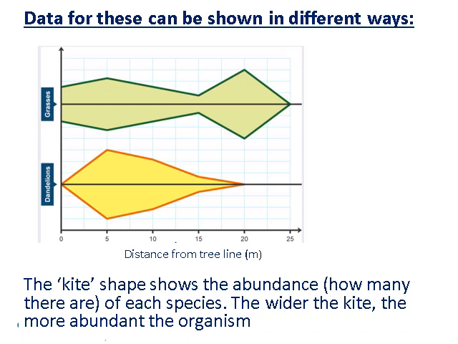So between 0 and 10 metres, you can see that there is a lot of dandelions because there is a lot of shaded area. But between 15 and 20 metres, the number of dandelions are decreasing. Between 20 and 25 metres, there are no dandelions.